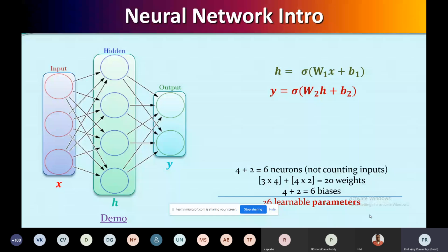How many biases are there? Every neuron will have one input which is known as a bias input. 4 bias inputs for the hidden layer neurons and 2 bias inputs for the output layer. So total then 6 biases. So this is 26 parameters.